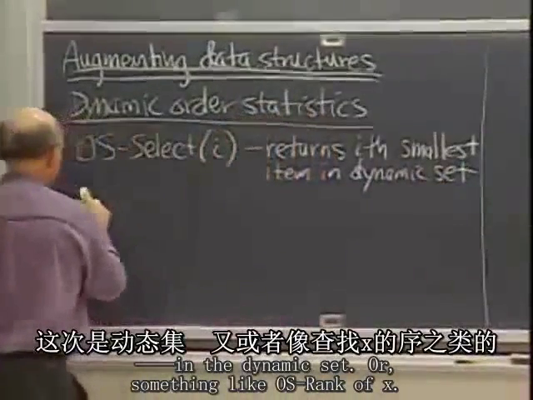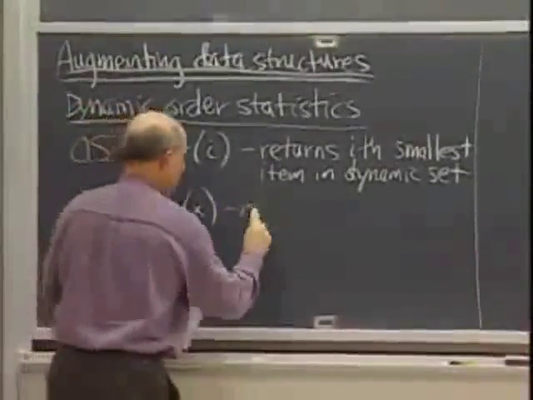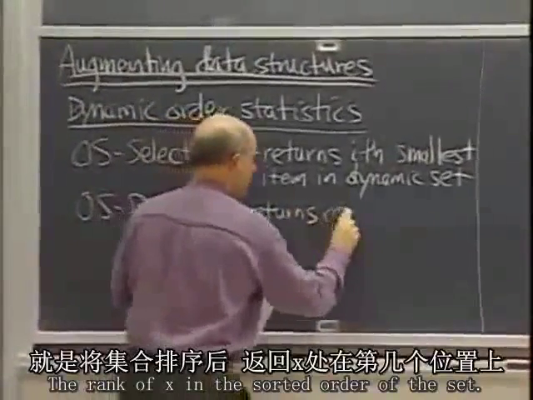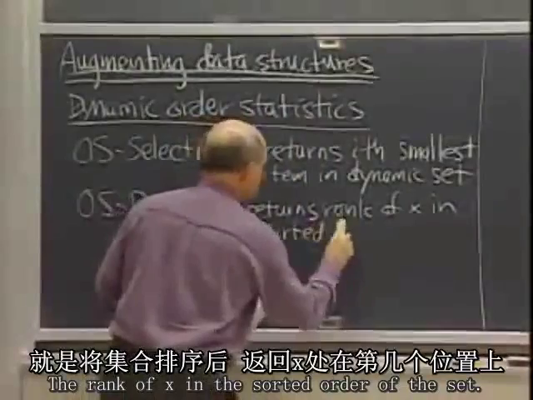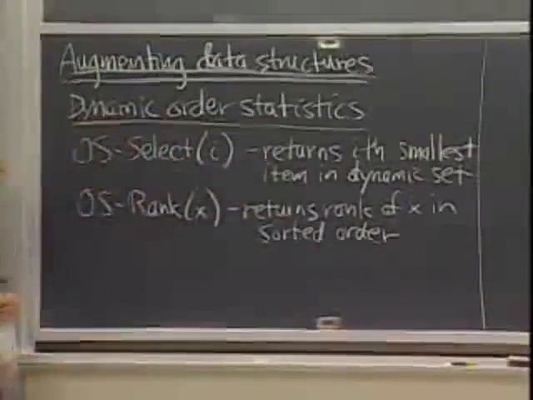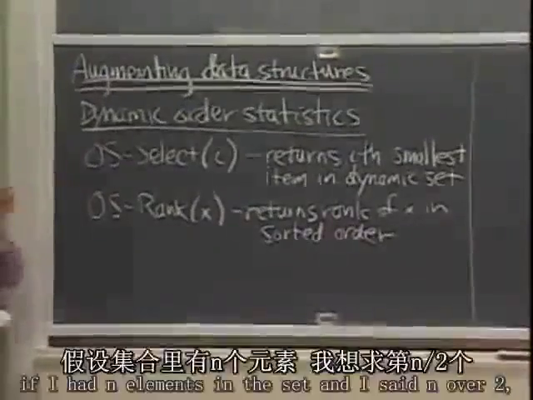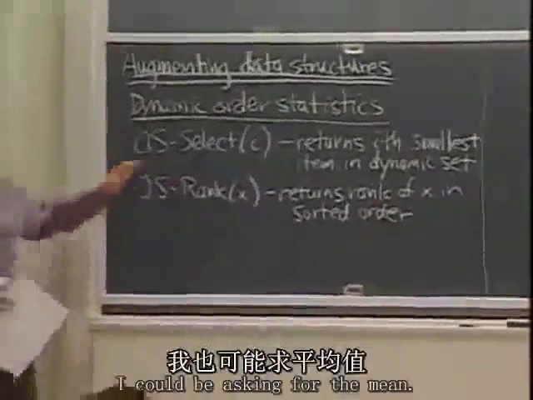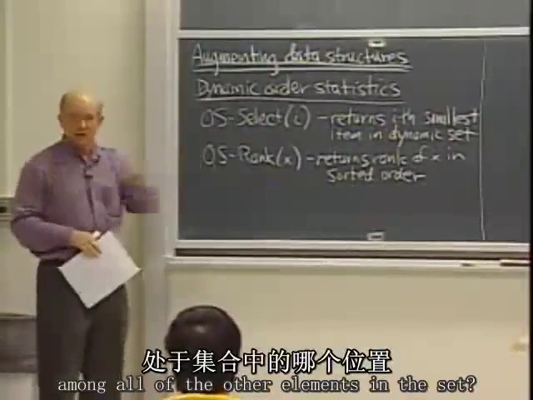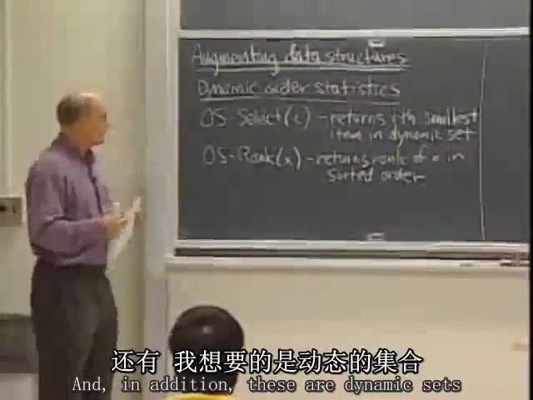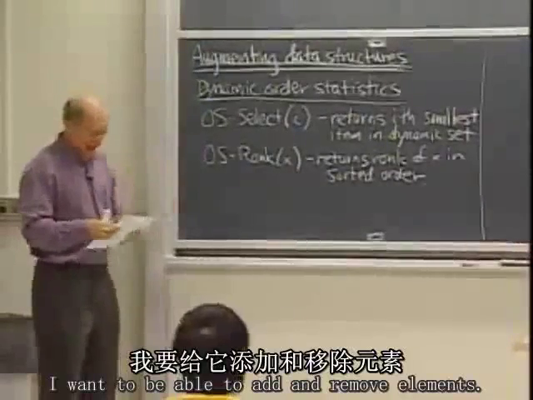Or something like OS rank of x, the rank of x in the sorted order of the set. So either I want to say, for example, if I had n elements in the set and I gave n over 2, I'm asking for the median. I could be asking for the min, or a quartile. Here I take an element and ask where that element falls among all of the other elements in the set. And in addition, these are dynamic sets, so I want to be able to do insert and delete, to add and remove elements.